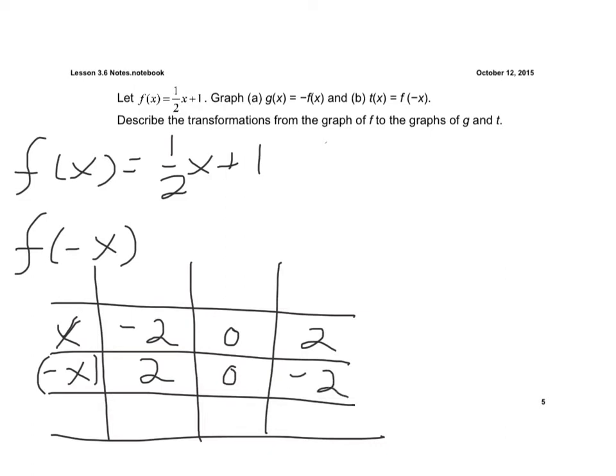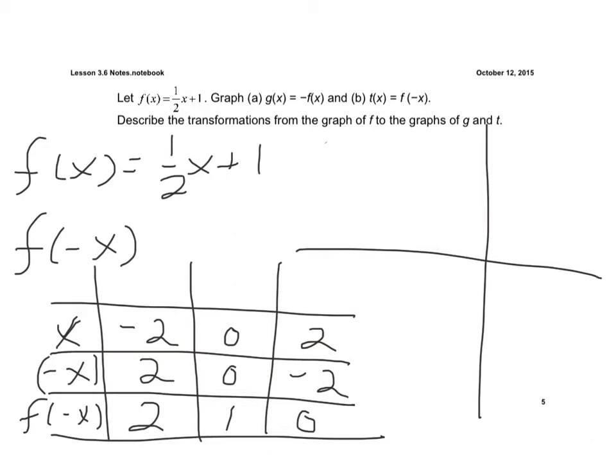Then we're going to find out what f of -x is, meaning I'm plugging in the 2 here. Half of 2 is 1, and 1 plus 1 is 2. Plug 0 in, I get 1, and I plug the -2 in, half of -2 is -1, plus 1 is 0. Again, if I graph the original one using slope-intercept, up 1 and over 2, my graph looks like that.